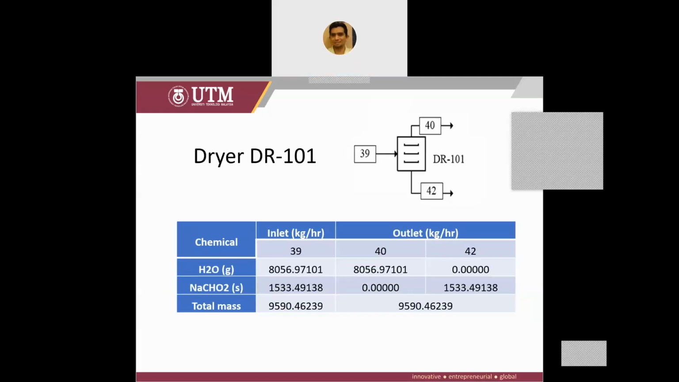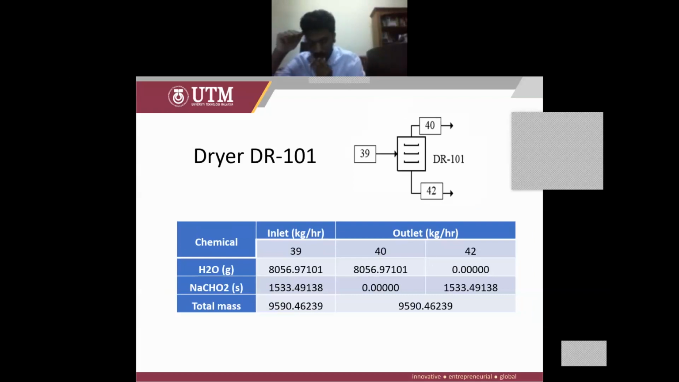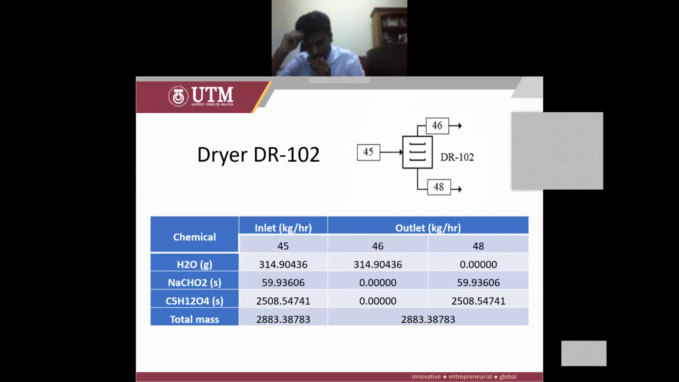At dryer DR101, we have 100% separation of water to dry the sodium formate. At dryer DR102, we also have 100% separation of water as vapor state to dry the solid pentaerythritol.